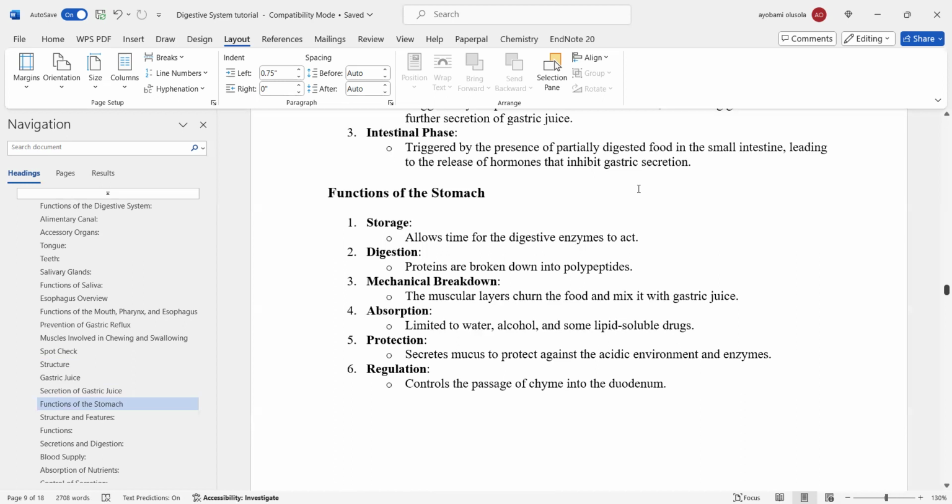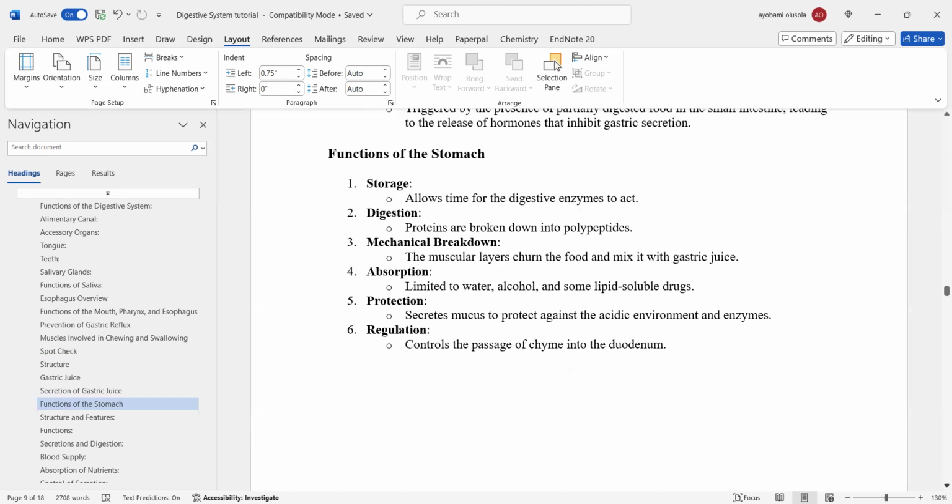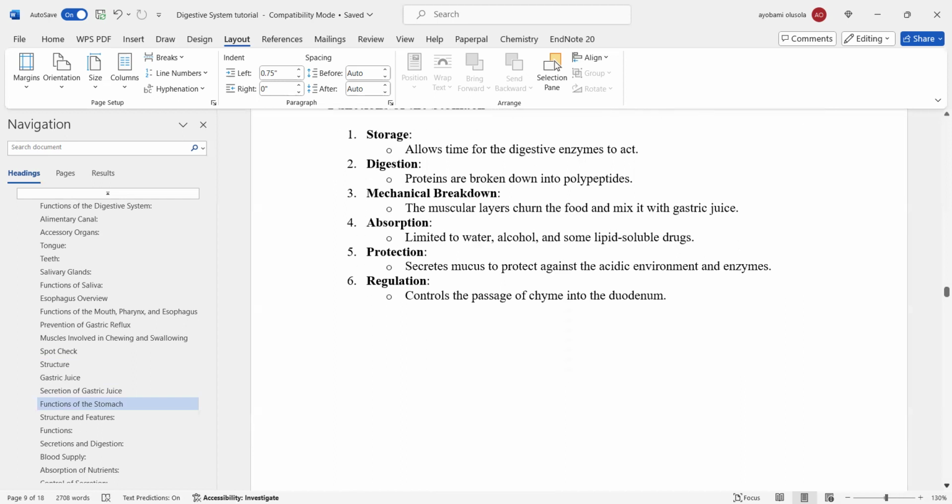Then protection. The stomach also secretes mucus to protect against the acidic environment and enzymes. So the stomach controls the passage of chyme into the duodenum.